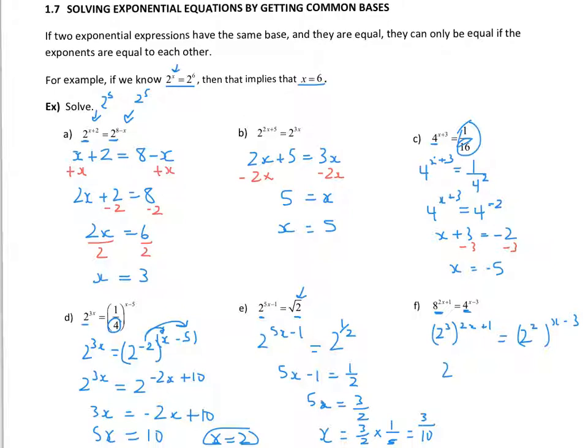Multiply that 3 through, and you should have a 6x plus 3. And that's going to equal 2 to the 2x minus 6. And the only way those equal each other is if the exponents equal each other. And then we get the x's on the same side, subtract 2x from both sides. I'm going to subtract 3 from both sides, and that gives me x equals -9/4. Okay, try the next ones.